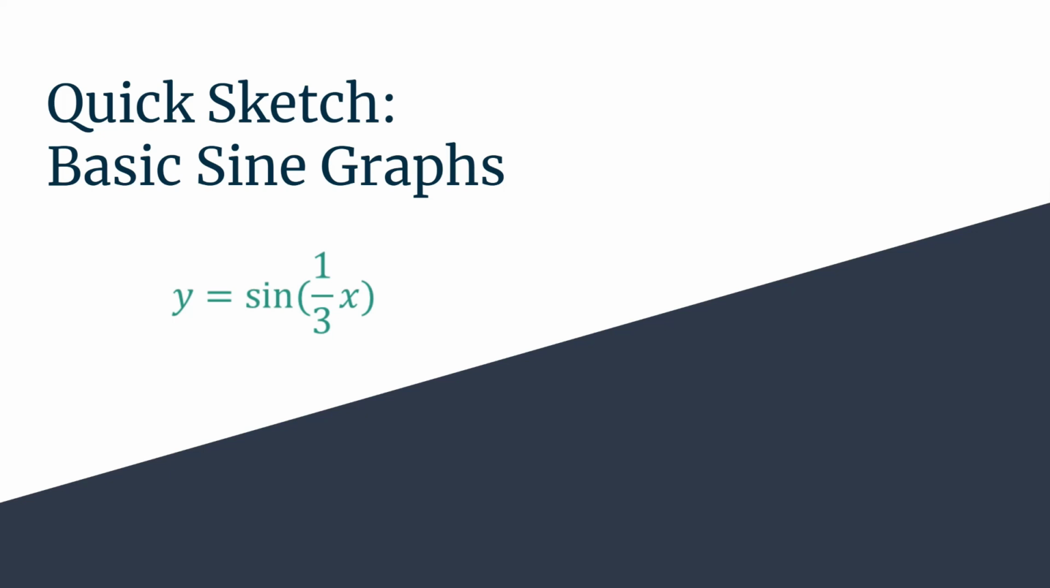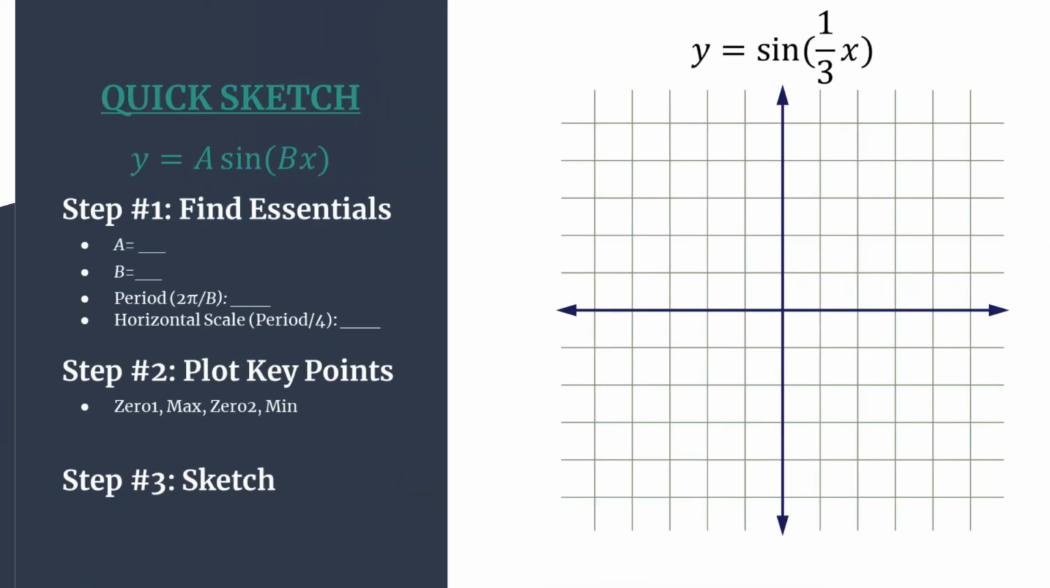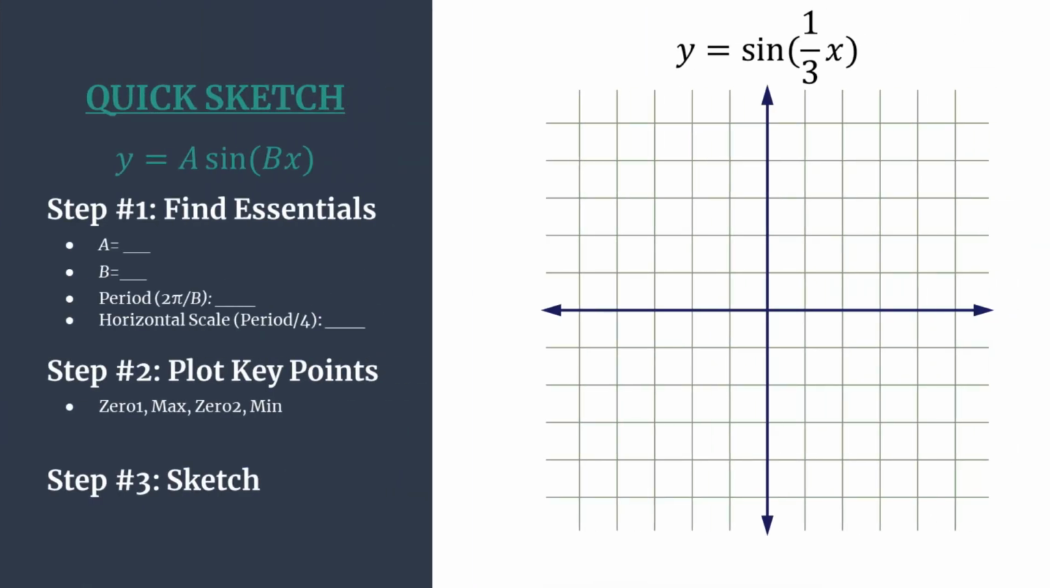Let's make a quick sketch of a basic sine graph, y equals sine of 1/3 x. To guide us, we have the general form of a sine equation, y equals a sine of bx, and then a template or an outline to guide our steps. Jumping right in, we'll first identify a, that's the leading coefficient. In our equation, it's an understood 1.